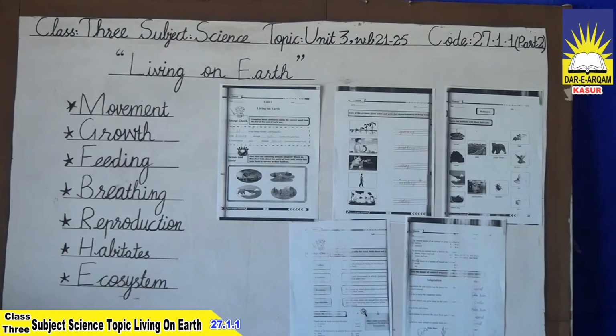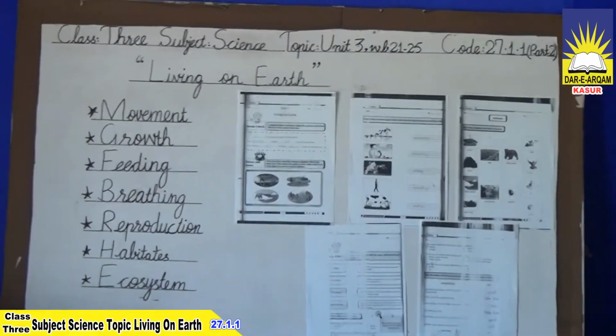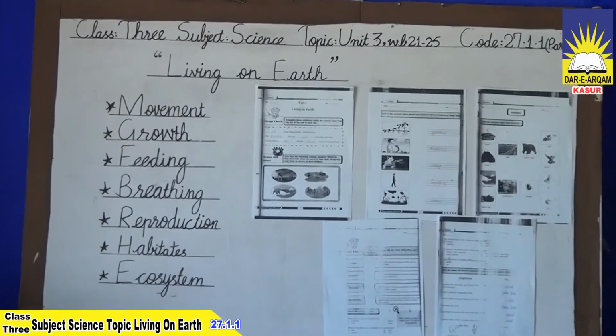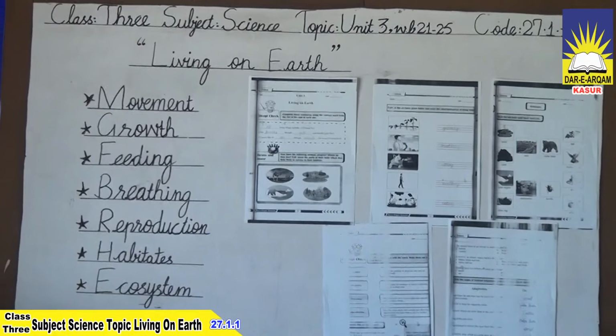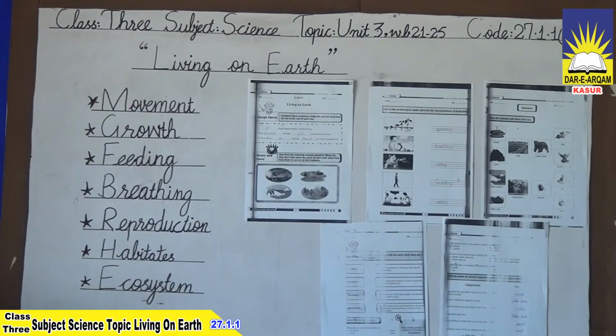Reproduction: the process in which organisms produce many more organisms like them is called reproduction. Baby animals become adults, and plants also produce their younger plants. The adult plants produce their young plants.